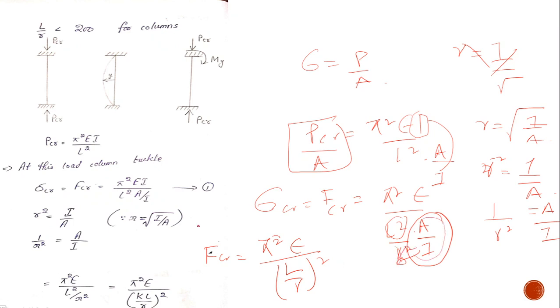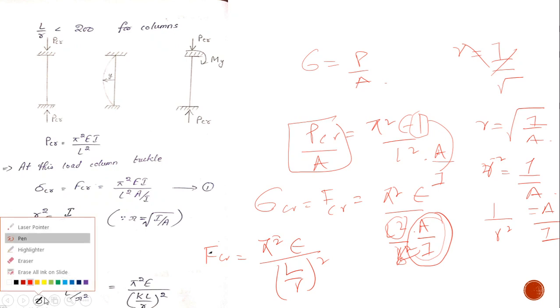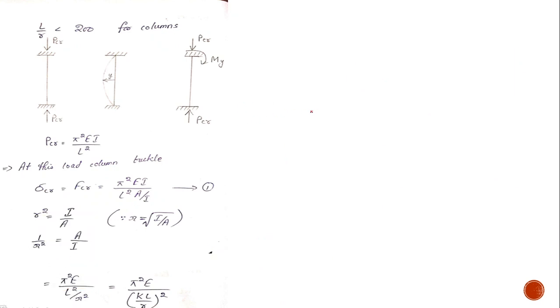So it's very easy. You can rearrange it. I should do it again for you as well, because stress critical would be equal to pi square E, L square, A by I. Now A by I is equal to 1 by R square.